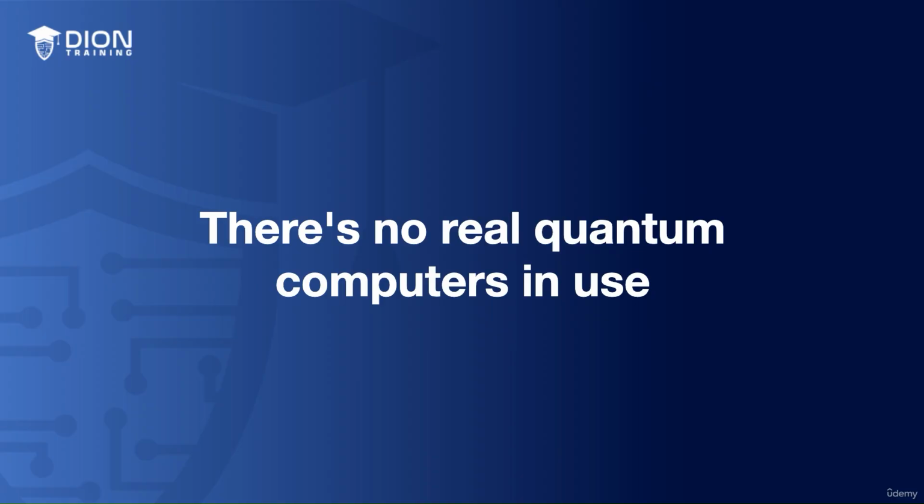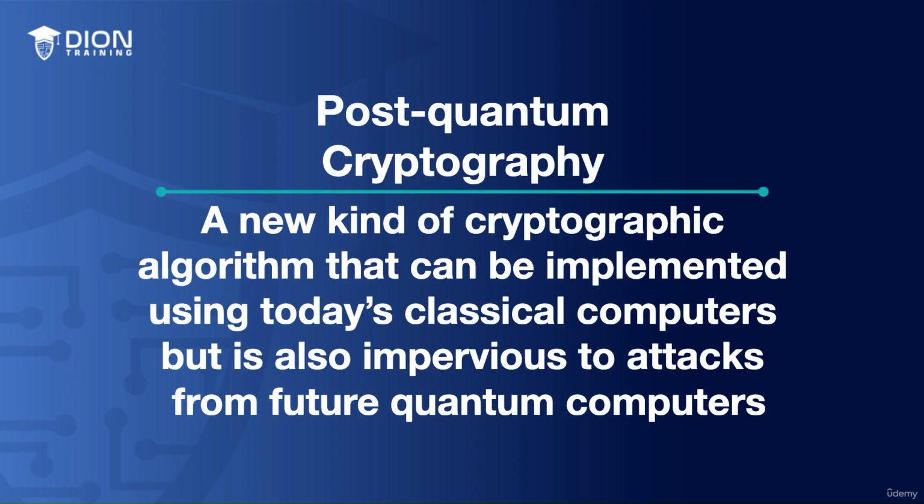that is post-quantum cryptography. Now, post-quantum cryptography is a new kind of cryptographic algorithm that can be implemented using today's classic computers, but would still be impervious to attacks from future quantum computers once they're in production and they are widely available. Now, there's really two methods that we use to try to create this post-quantum cryptography world.